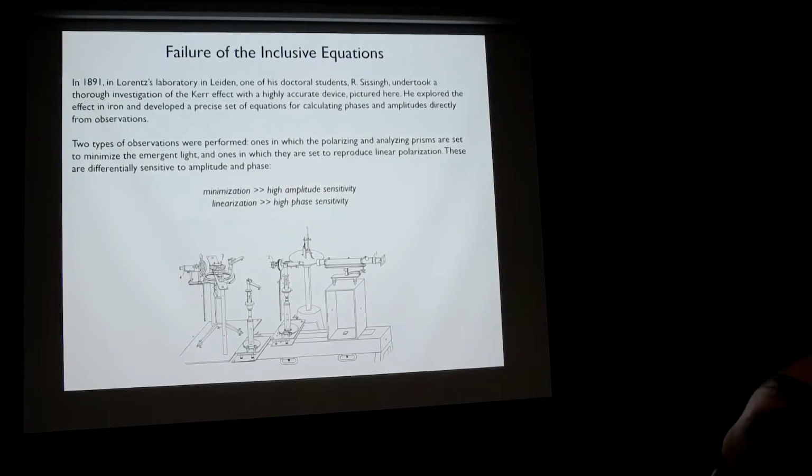In one type, the polarizing and analyzing prisms are set to minimize the light that comes out over here. And in the other, you rotate them around so that you can turn the elliptically polarized light that comes out (it was linearly polarized, becomes elliptically polarized) back to linear polarization. And the nice thing about it is that the minimization experiments have high amplitude sensitivity, but the linearization experiments have high phase sensitivity. So with these two, you can explore amplitudes and phases quite separately from one another. And I remind you, this is a tiny effect.